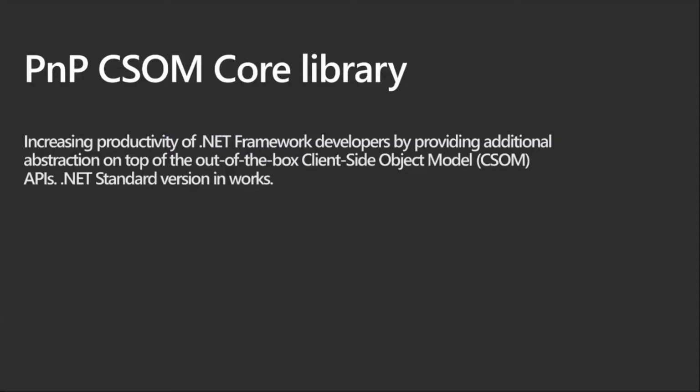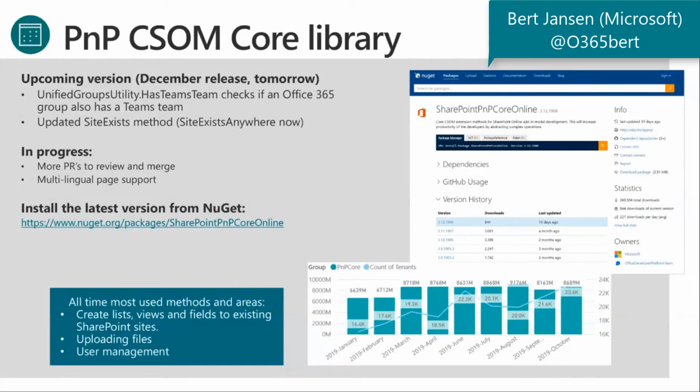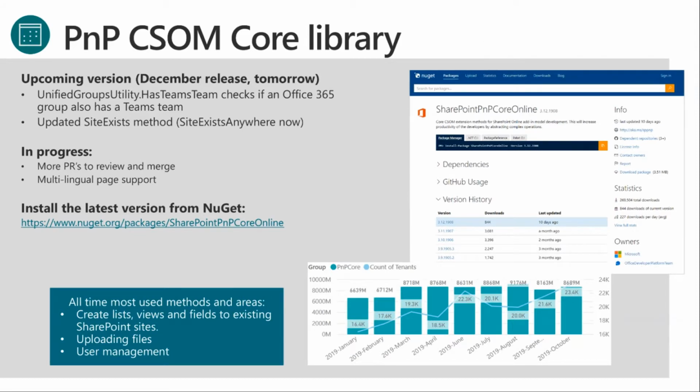Now, let's move to the PnP CSOM Core. So Bert, what's happening over there? Let's see. Well, good news is tomorrow is release day for December, one week earlier than usual due to the European SharePoint conference next week. So we want to have things out before the conference. Now, what will be in CSOM Core? Not that much this month, but nevertheless, we have a new HasTeamsTeam extension method. Essentially, if you have a group connected site, does this group also have a Teams team connected to it? You can check that with this particular extension method.